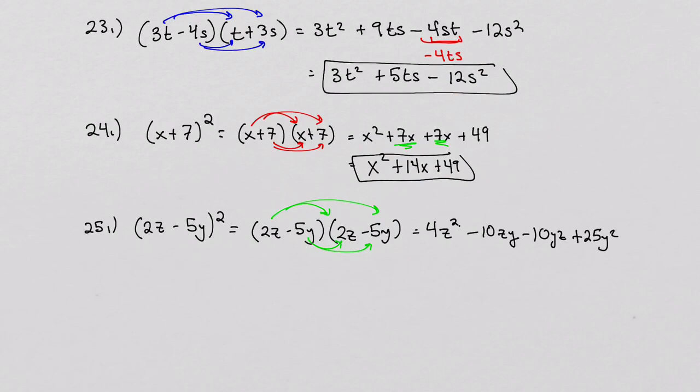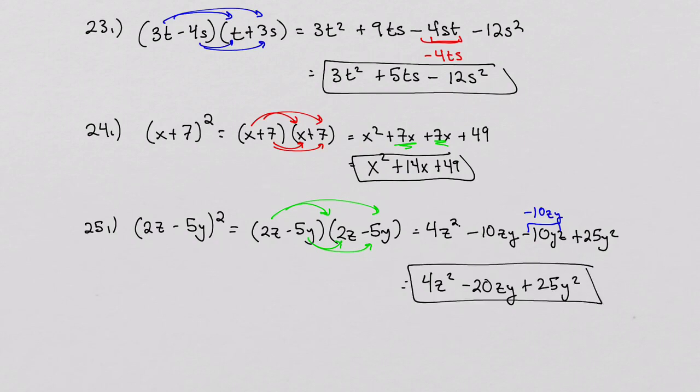The negatives cancel out. And as a reminder, just like in 23 up above, we can rearrange the terms to make this look right. This is the same thing as negative 10zy, or you could have written this first term as negative 10yz. Doesn't matter. And we can combine these like terms, and we end up with 4z squared minus 20zy plus 25y squared. And I know the answer key says negative 20yz, but it's the same thing because multiplication is once again commutative. So yz and zy are the same thing.